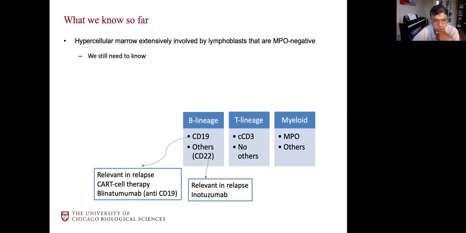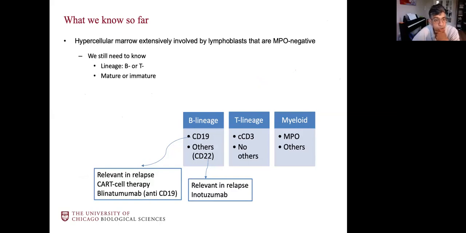We still need to know some other things. We need to know the lineage, whether it's B or T. Yeah, that's important for us. And that also matters for therapy. So not only do you need to know if it's myeloid or lymphoid, but you also need to know if it is within lymphoid, it's B or T.